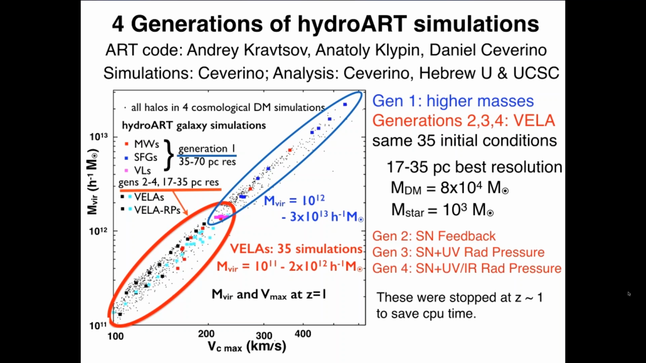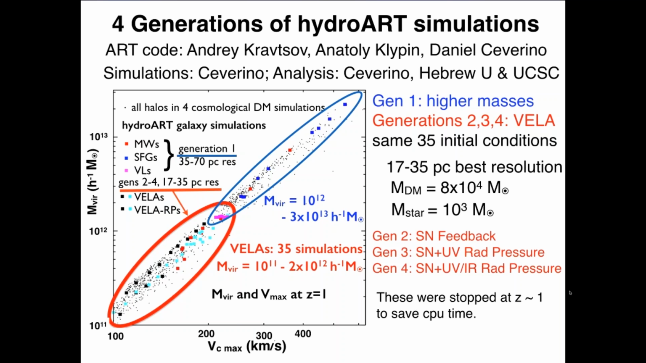They were drawn from that red elongated region in this diagram, showing virial mass versus circular velocity. All we did in choosing them, the blue dots, I guess, and the black dots, was to have a uniform distribution in log mass from about 2 times 10 to the 11 to 2 times 10 to the 12th solar masses for the dark matter halos. These were run to redshift 1 to save CPU time, although we're now running some to redshift 0.